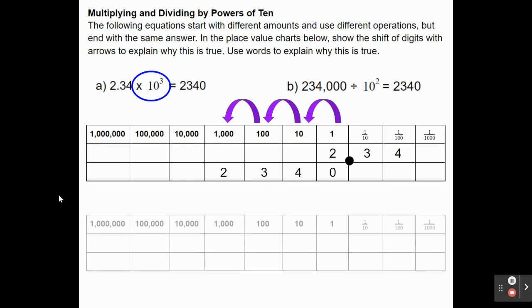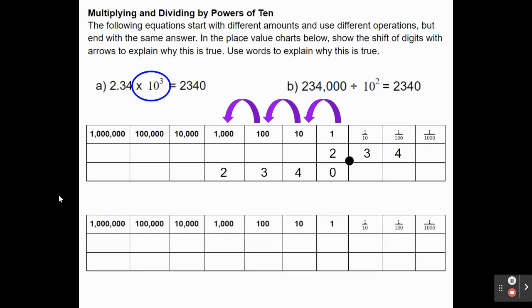In the place value chart, we're going to place 234,000 in the first row. In this problem, we are dividing by 10 to the power of 2. Since we're dividing, each digit is going to shift to the right to make our number smaller. We're dividing by 10 to the power of 2, so that means each digit is shifting 2 places to the right. So let's shift the 2 again. Here, we're going to move it 1, 2 places to the right.